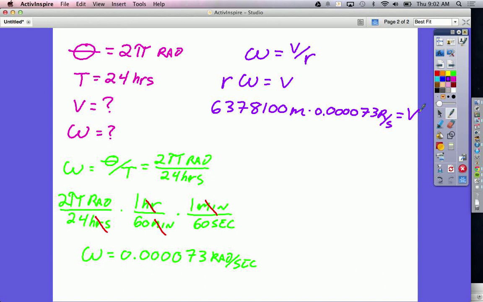And when I plug all that into my calculator, I actually get a pretty large linear speed of 464 meters per second for my linear speed. That is how fast we are going right now on the surface of the Earth. So we are moving, even though we can't tell it.